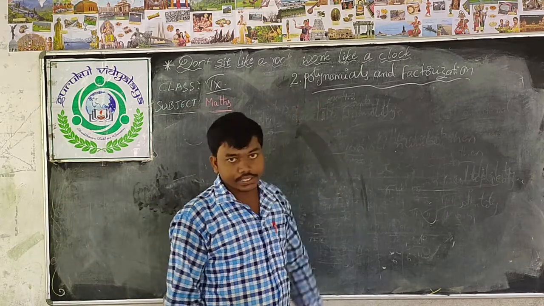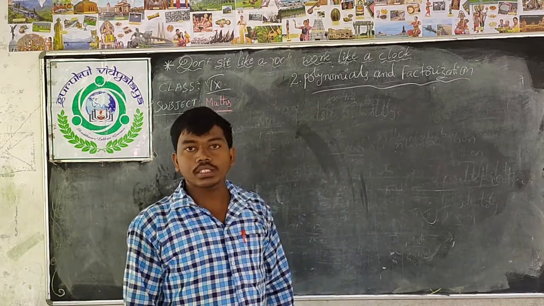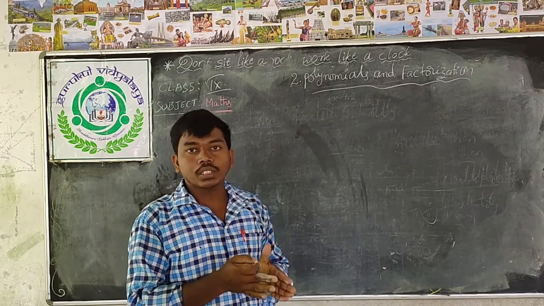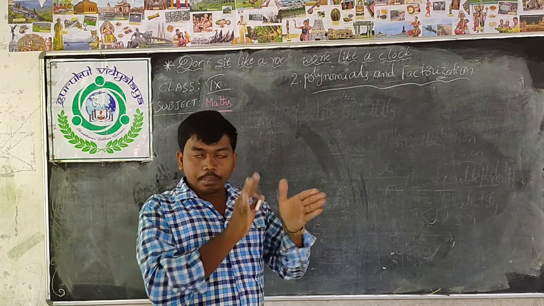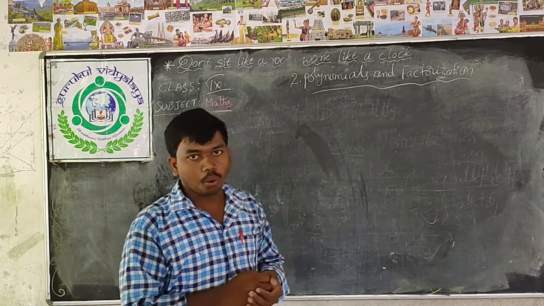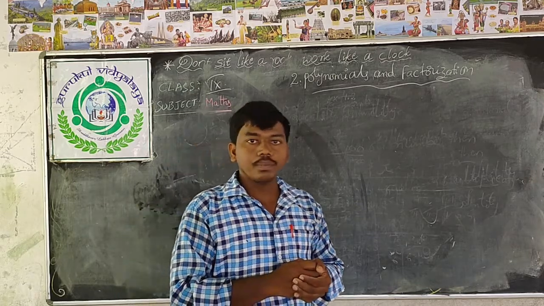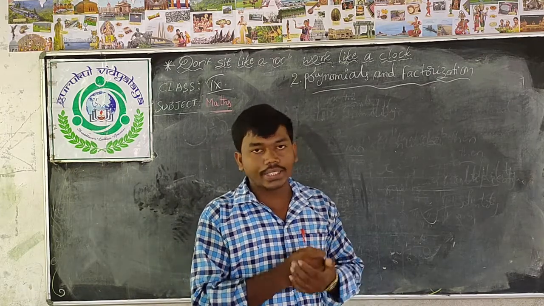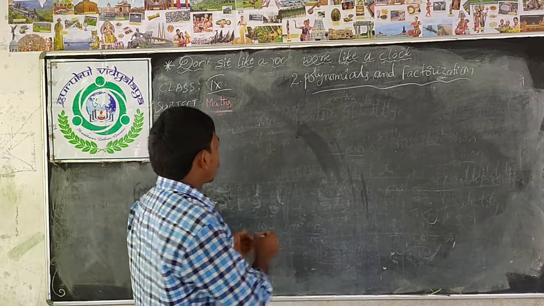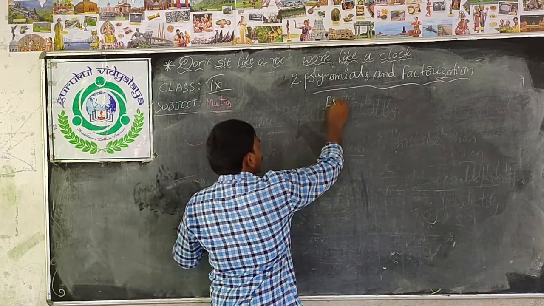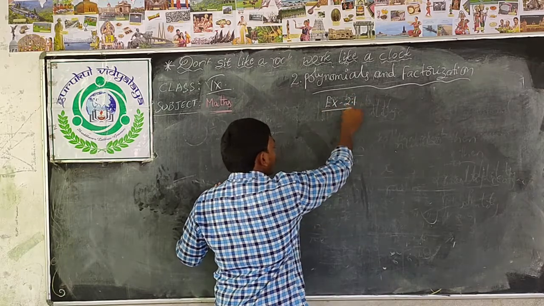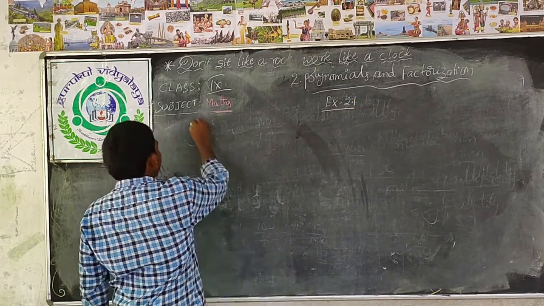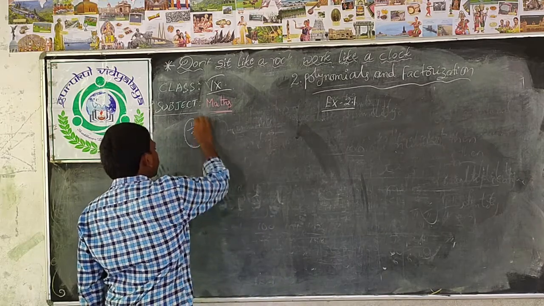Already I have explained the introduction of polynomials and factorization: the types of polynomials based on their degree, the types of polynomials based on the number of terms, and the definition of the polynomial. Okay, children, so today we are going to discuss exercise 2.1, the first one, page number 32.